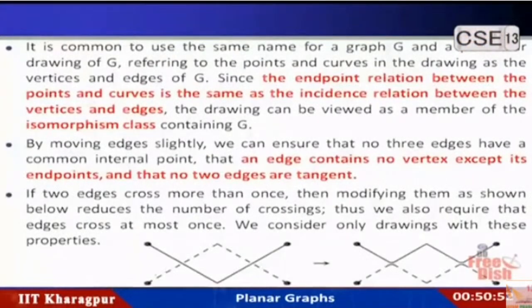If two edges cross more than once, then by modifying them as shown below, they can be redrawn so that they will not cross. Hence we consider only the drawings having these particular properties, and to the best of our ability we will consider the drawings without crossings.